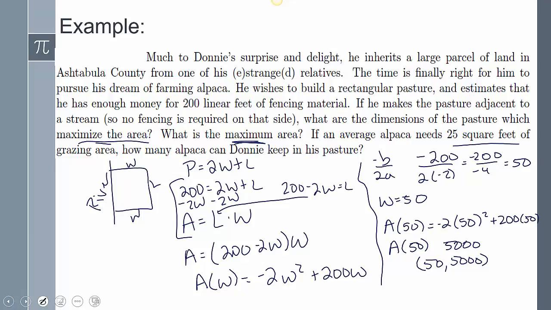So the first question that it's asking is, what are the dimensions of the pasture which maximize area? So I need to find what the dimensions are first. If I know that my area is 5,000, and that's going to be length times my 50 width, I have to take that 5,000 and divide it by 50, so my length is going to be 100. So the first part of the question is my length is going to be 100, and my width is going to be 50. It says, what is the maximum area? The max area is going to be 5,000 square feet.